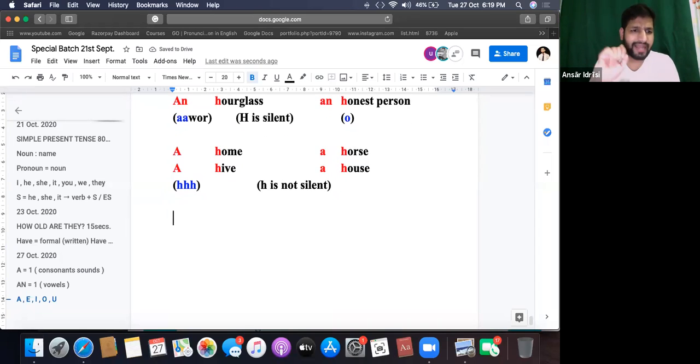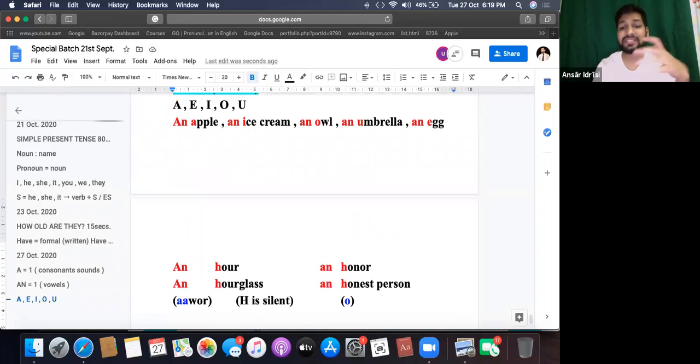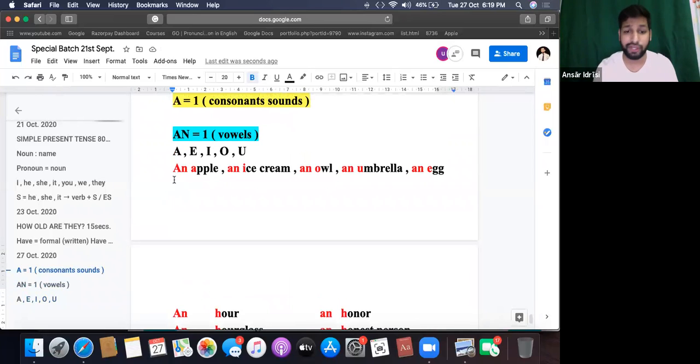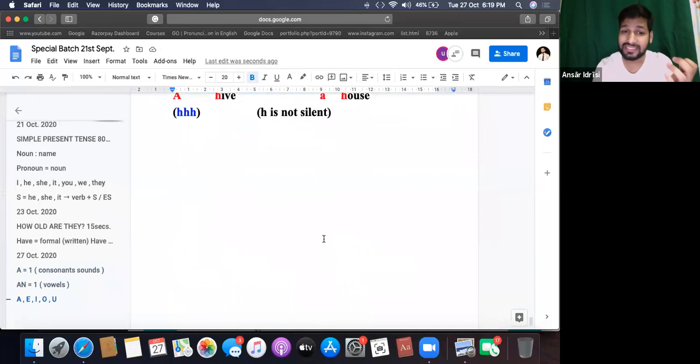So now, guys, I would like to tell you one more thing: whenever a singular countable noun comes with a consonant sound, we put A, and whenever a singular countable noun starts with a vowel sound, we put N. Now I'm going to show you some great rules. What you learned in school is an apple, an ice cream, an owl, an umbrella, an egg, etc.